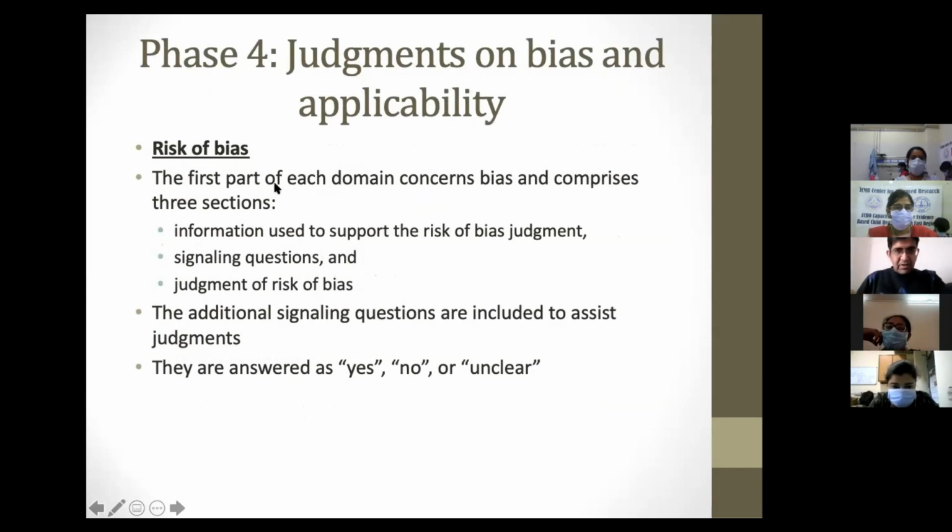So there are two domains for each question. The first part is regarding the bias, and it comprises three sections. That is information used to support the risk of bias judgment, what were the signaling questions and their answers, and what is your judgment of bias. And then additional signaling questions are included to assess the judgment.